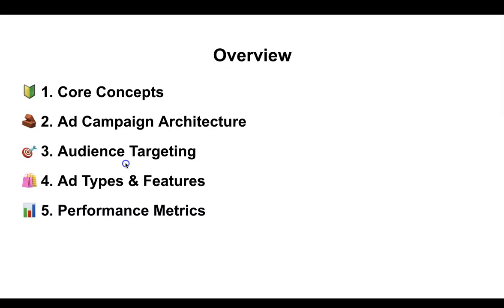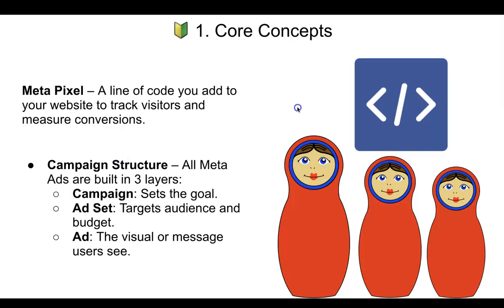So this is the overview of what we're going to talk about. We're going to talk about the core concepts, the ad campaign architecture, the audience targeting, the ad types and features, as well as the performance metrics. So let's first talk about the core concepts of Meta ads.